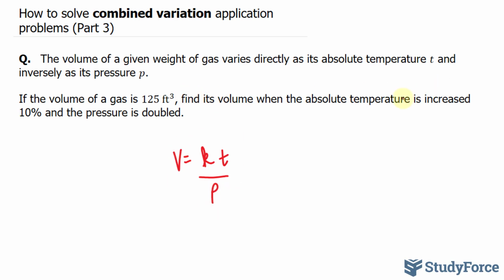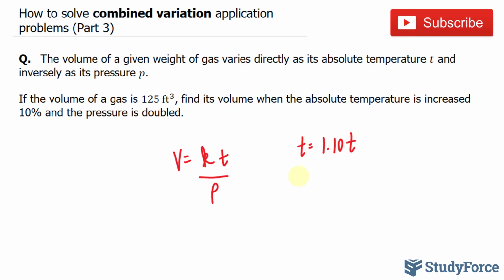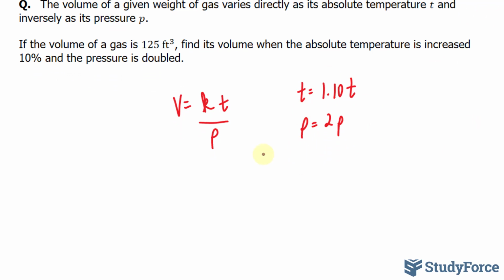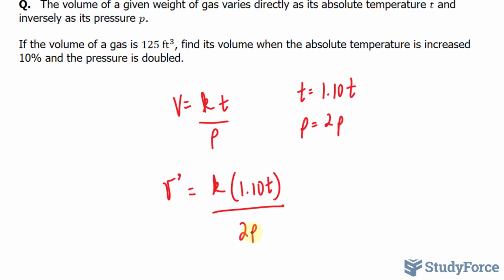Find its volume when the absolute temperature is increased by 10%. So T is equal to 1.10 of the original, and the pressure is doubled. So 2 times the original pressure. Substituting these into here, and I want to show the difference between the original volume and the modified volume by writing out V prime. K, substituting T with 1.10 T, and P with 2P.